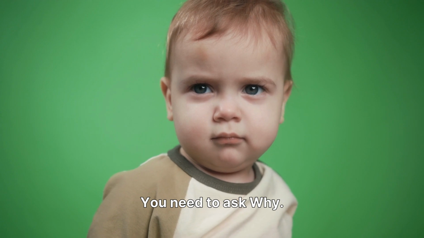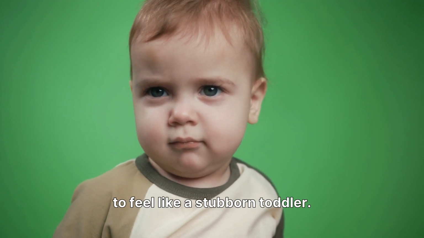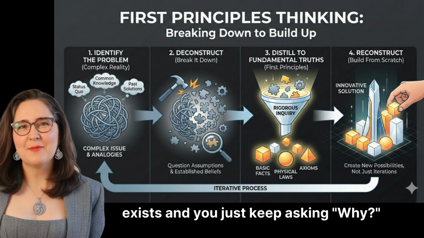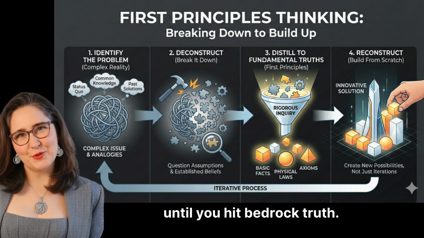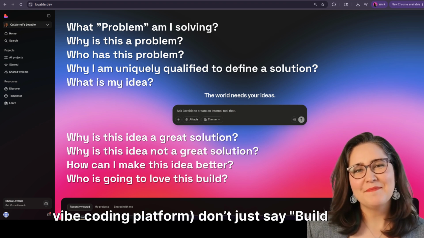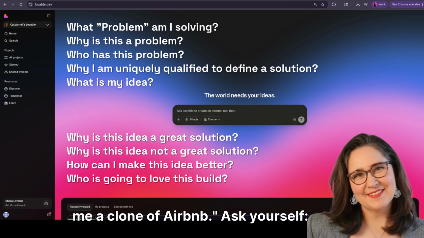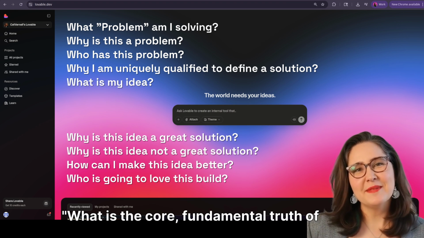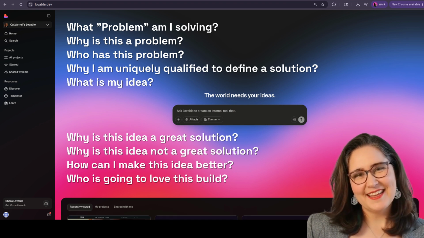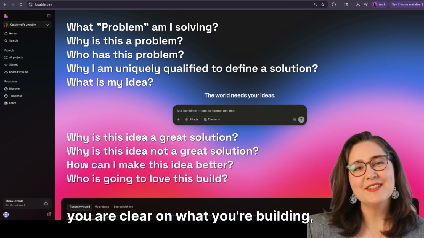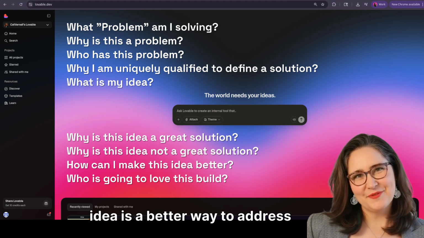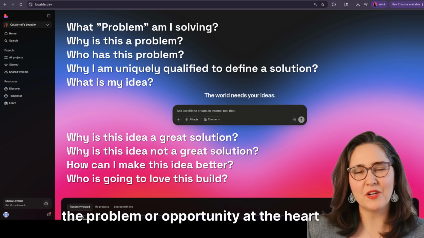You need to ask why. Ask it so much that you start to feel like a stubborn toddler. First principles teaches us to ignore what exists, and you just keep asking why until you hit bedrock truth. When you're in Lovable or your favorite vibe coding platform, don't just say, build me a clone of Airbnb. Ask yourself, what is the core, fundamental truth of renting a room? Build for that, not just the pretty calendars. Ask yourself a ton of questions until you are clear on what you're building, who it is for, and why your idea is a better way to address the problem or opportunity at the heart of your why.